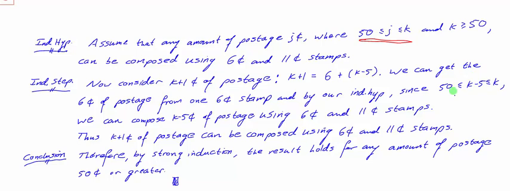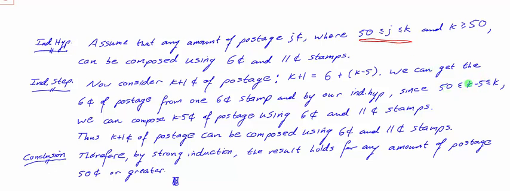So when I'm looking at this range down here in the induction step, we split off basically in our k plus 1, we took away 6 cents because we know that we can get that from a 6-cent stamp. And then we need to justify why we can write the k minus 5 cents worth of postage as some composition of 6-cent and 11-cent stamps. So if we're going to use our induction hypothesis, we have to make sure that k minus 5 falls in the range of values covered by that induction hypothesis.